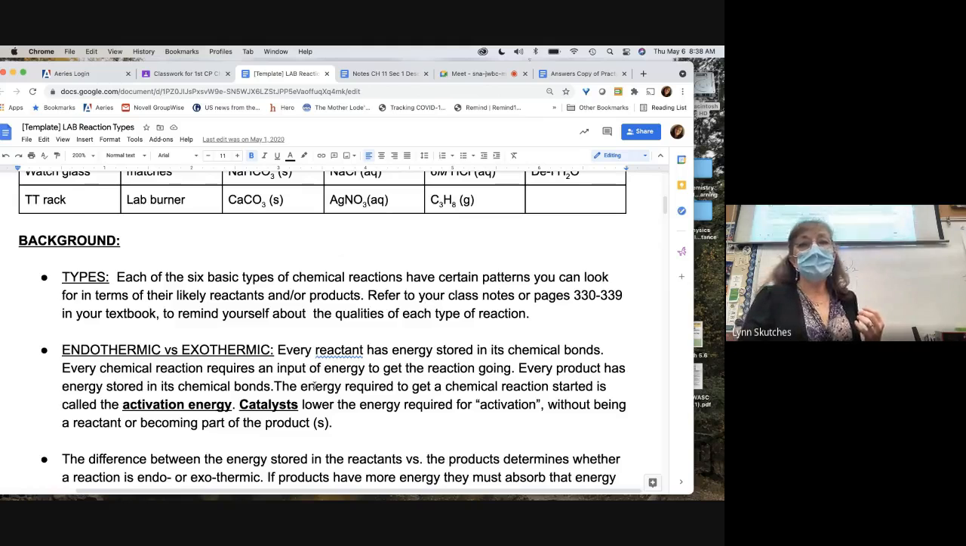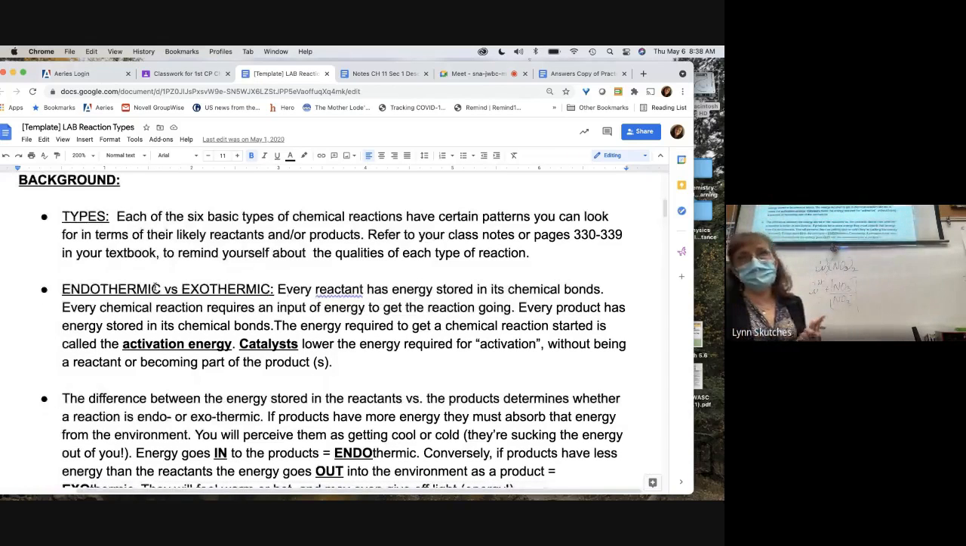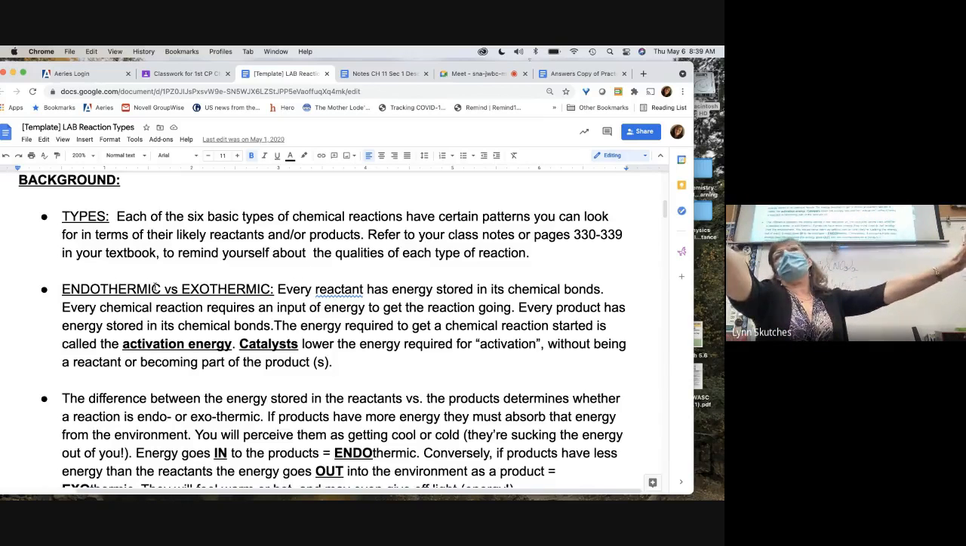And you can look at them in your textbook if you want, but we're going to go through them each day. Terms that you may have heard, I've said them in class, endothermic and exothermic, and I believe they mentioned it on the video. Endothermic, the energy goes into the products. Exothermic, the energy is lost when the products form. Okay, it goes out. So exo, like exit, goes out of the chemicals.